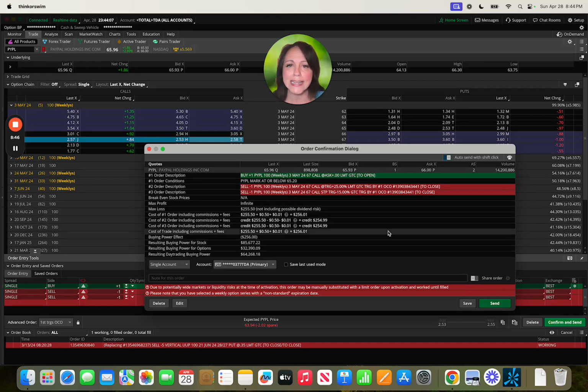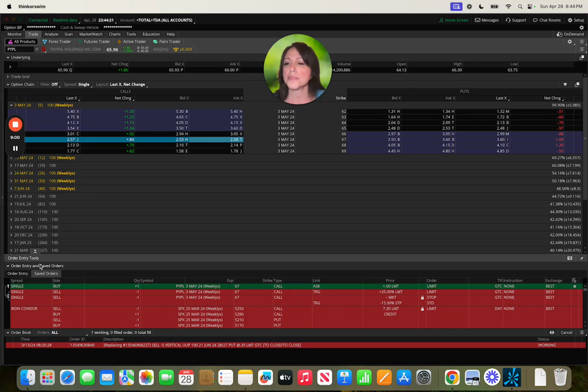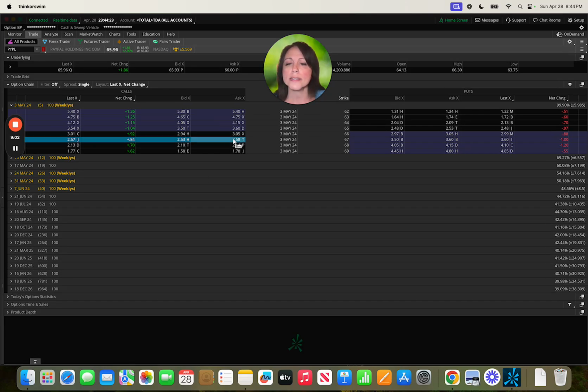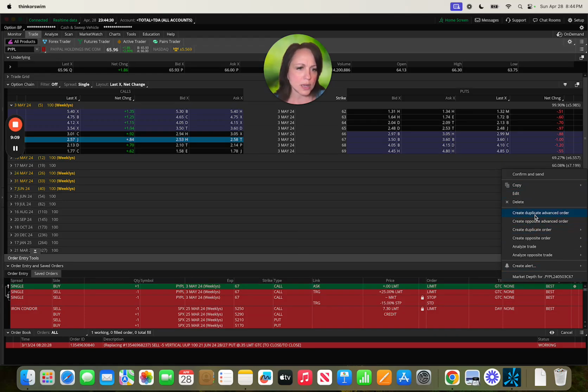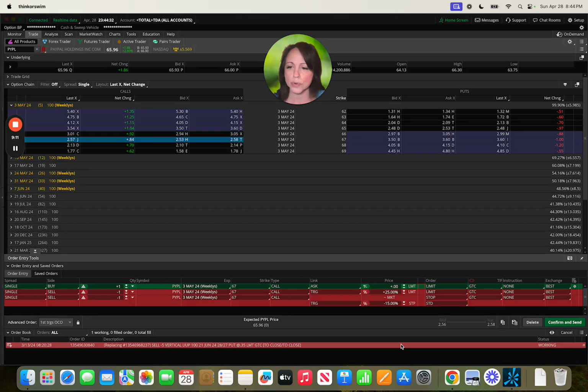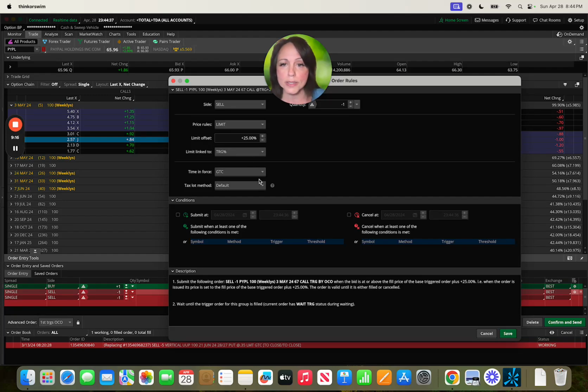You could create a template of this if you like this setup, and you can do it literally click, click, click, and it's done for all of your stocks, right? Or you can come back. So let's say I save this, and I'm just going to come back. I saved it in my saved orders, but I'm going to say create a duplicate advanced order so it brings it back up. I'm going to change it to the stock price so that you know how to do that as well, okay?